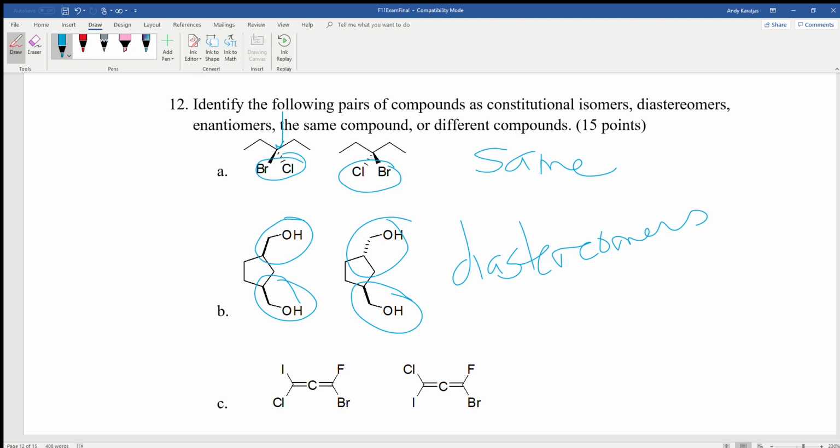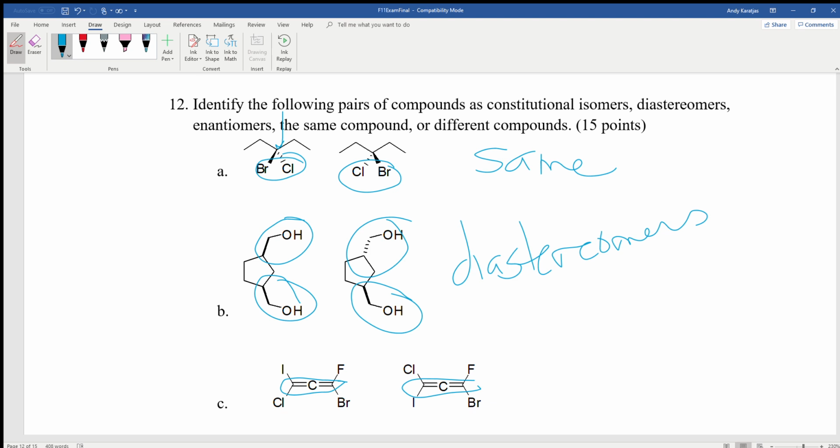In part C, the challenging part is that there's no chiral center in this molecule. There's no tetrahedral carbons. All of our carbons are either sp2 hybridized or sp. But hopefully you recall we did say there are cases where we can have a chiral molecule without any chiral centers. And the functional group that we find here in part C, which is known as an allene, the two consecutive carbon-carbon double bonds, can be chiral.